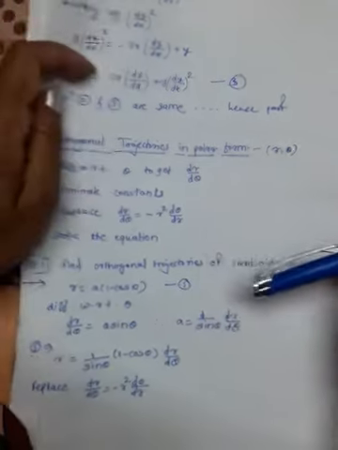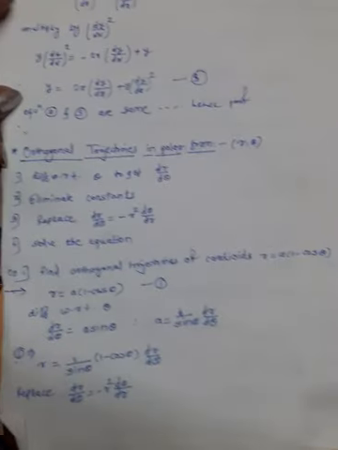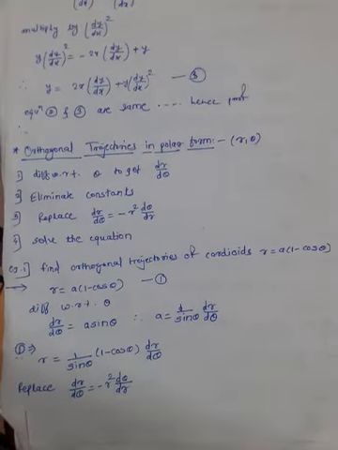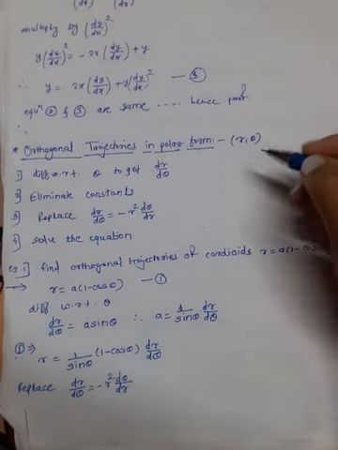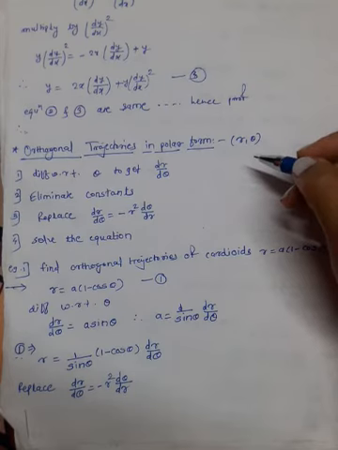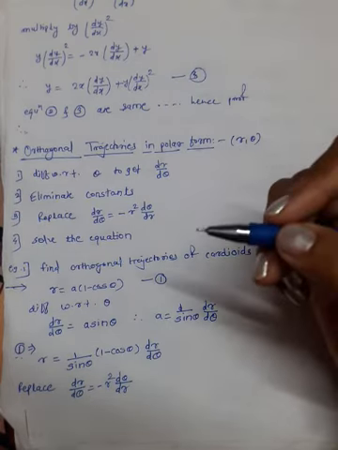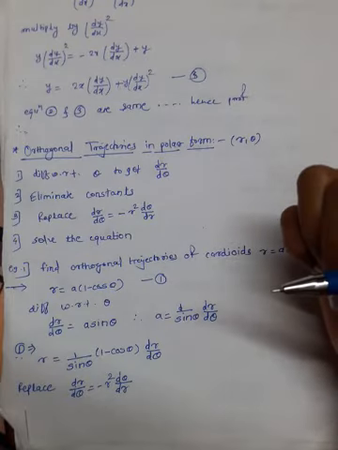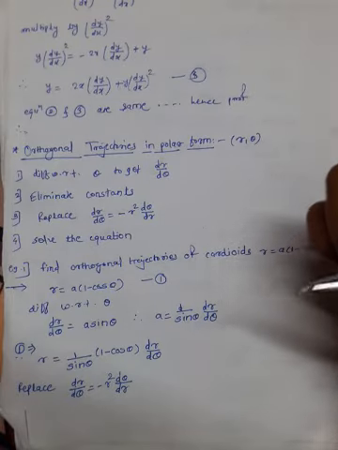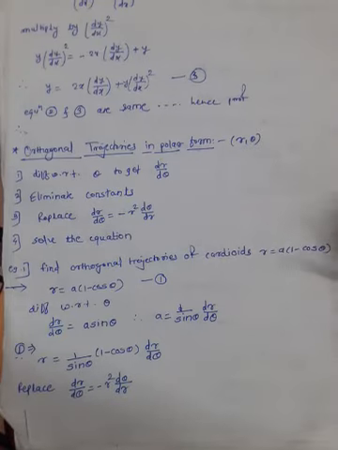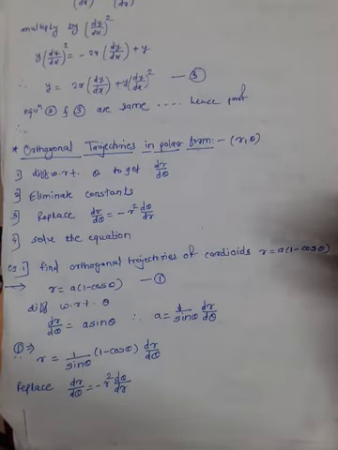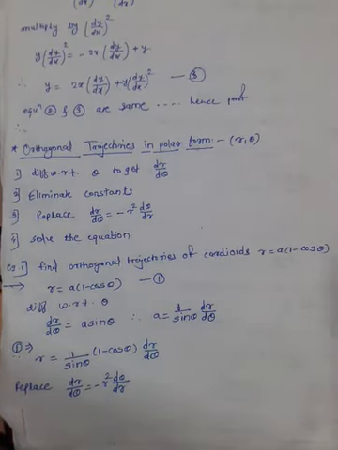Now we have seen the orthogonal trajectories in Cartesian form. Now we are going to see orthogonal trajectories in the polar form. Polar form means where instead of x and y there is r and theta. Therefore there is a slight change in the steps of finding out the orthogonal trajectories. There is only one step which is different from the Cartesian form.